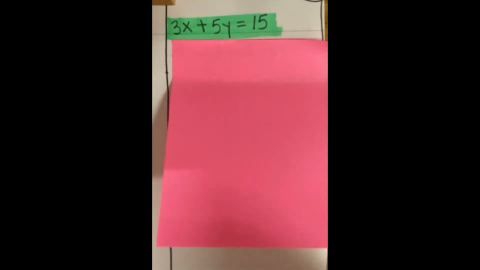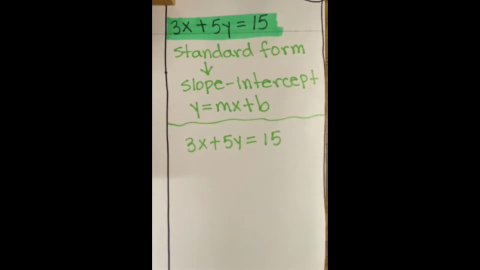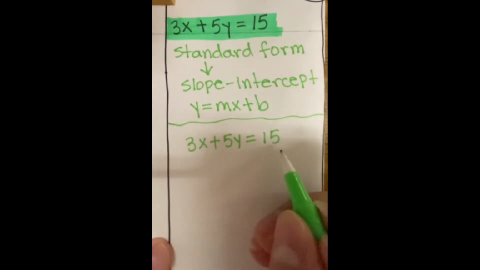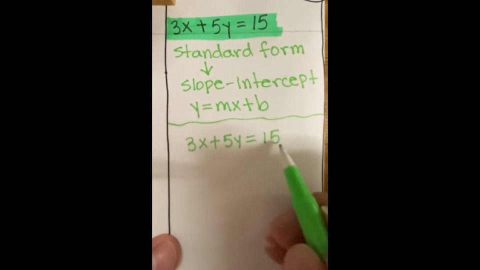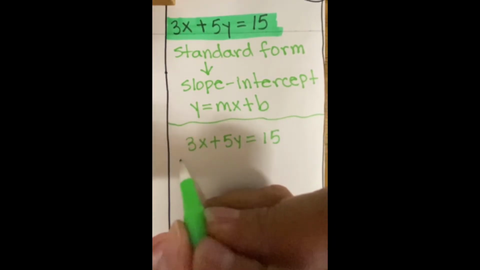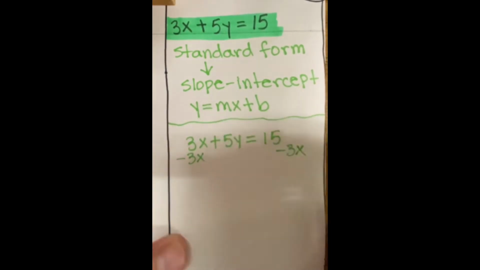Let's say they give you an equation that looks like this, 3x plus 5y equals 15. This is in standard form. So what you have to do is change it to slope-intercept form, which is y equals mx plus b. So to do that, I'm going to rewrite the original equation. And then if you look, the mx is on the right side of the equation. So I'm going to go ahead and move it by doing -3x, do it to the other side.